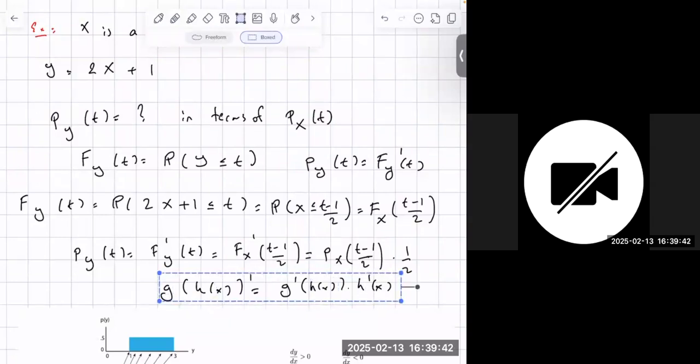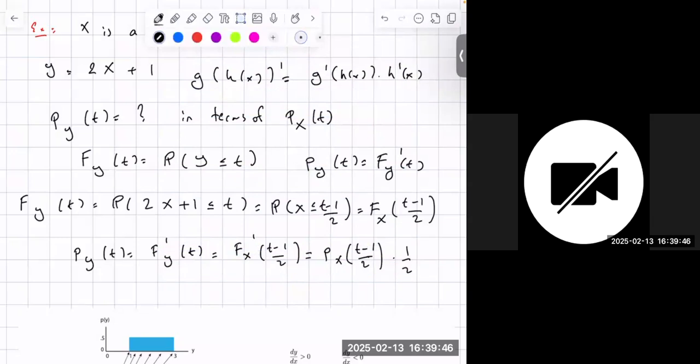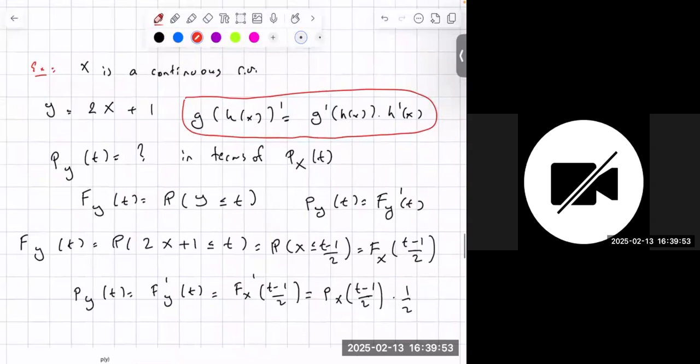Do you need this chain rule, or can I erase it? Or maybe let me put it up there. This is just chain rule. Let me put it in a different color. So now we figured out our answer. Turns out the density of y is the density of x evaluated at a different place times half.